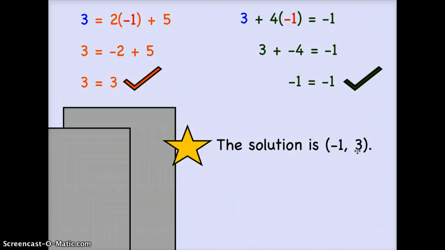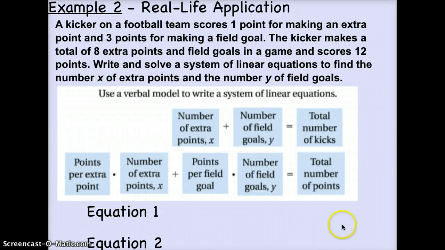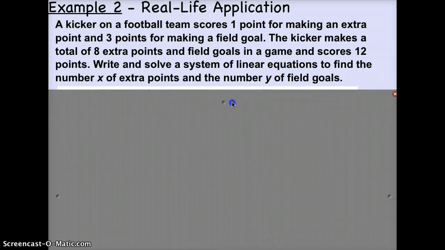Let's move on and do the second example, which is a real-life application. So this is on the right-hand page of the inside of your foldable. It says, a kicker on a football team scores 1 point for making an extra point, and 3 points for making a field goal. The kicker makes a total of 8 extra points and field goals in a game and scores 12 points.